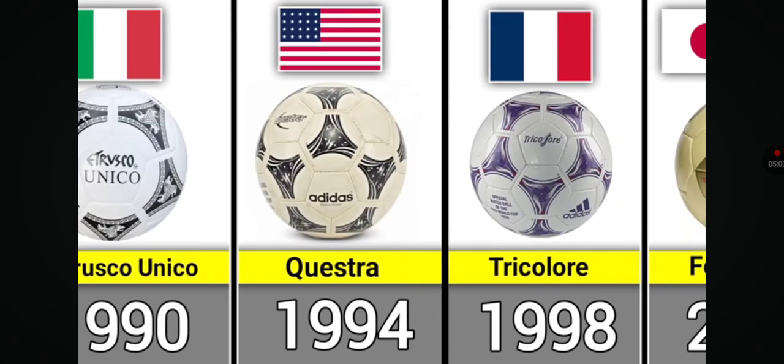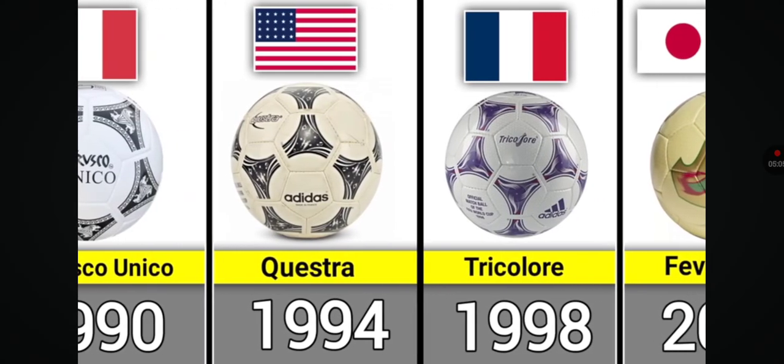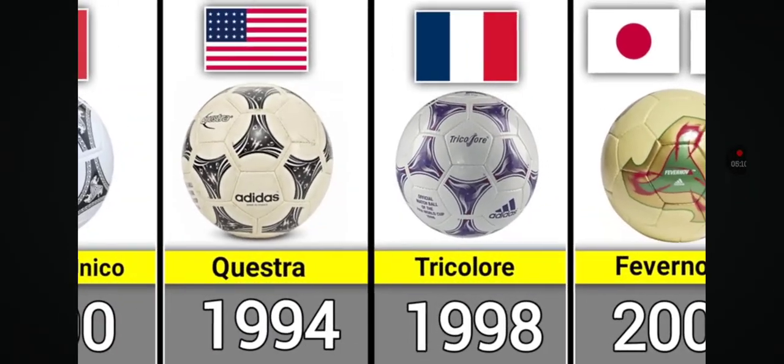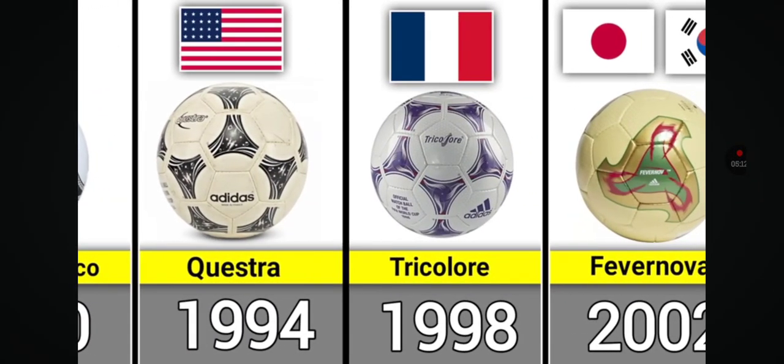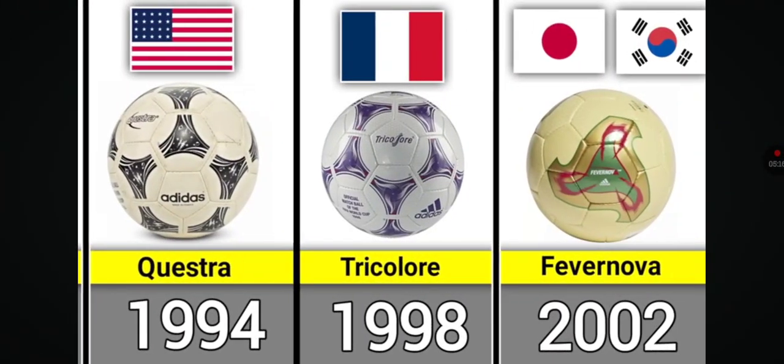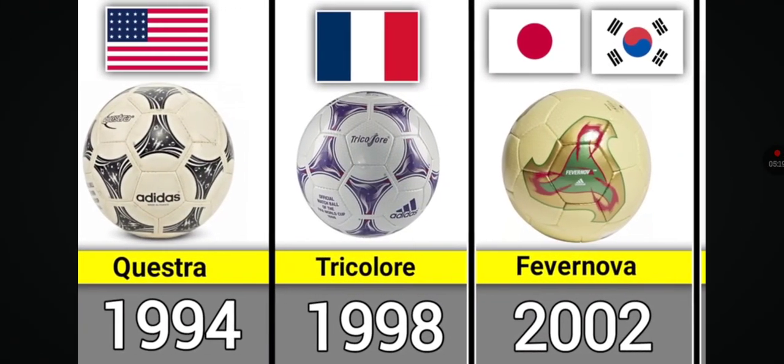1998 Tricolor. The Tricolor was the first multicolored World Cup ball. It celebrated France 1998 with a modern visual identity. It showed that footballs were now cultural symbols as well as sporting equipment. Design became as important as performance.